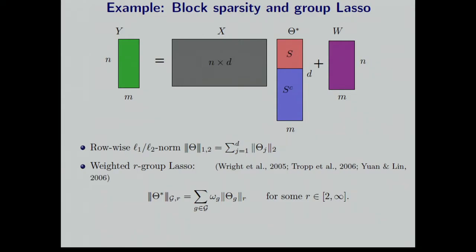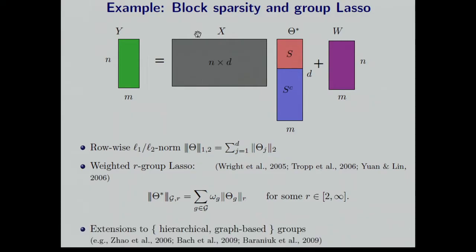Many generalizations. You don't have to use a 2 norm. You could use a general R norm. You can have weights. Your groups sometimes are not just rows of a matrix. More interesting cases, they're hierarchical or overlapping.